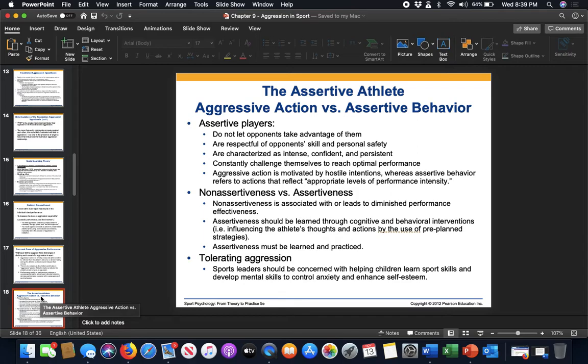Non-assertive, what are we saying here? Diminished performance. That's really what it comes down to. But being assertive is something that's learned and practiced. It's not something that's just instilled. Now, you can have somebody who understands it through upbringing, but it still has to be learned, especially when you play specific sports.